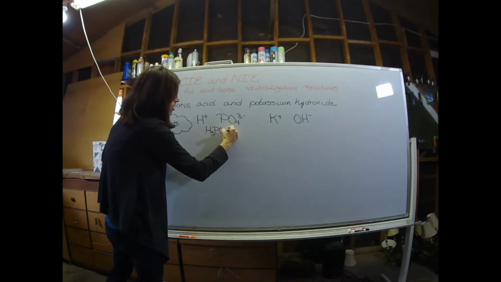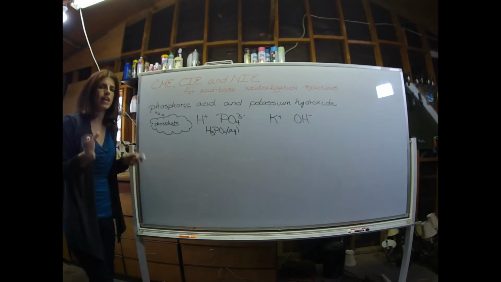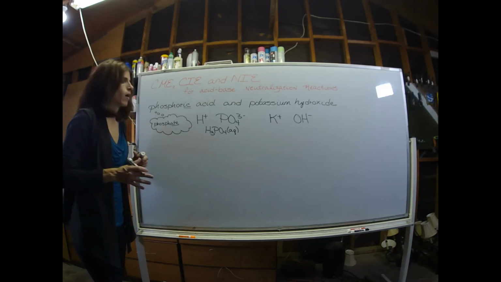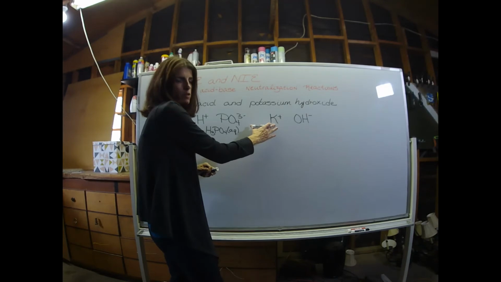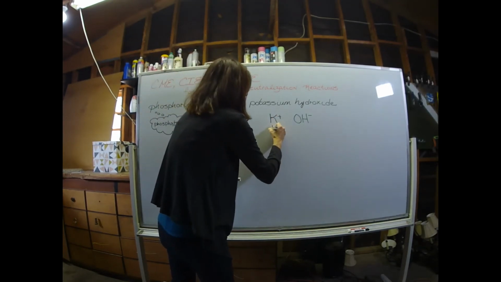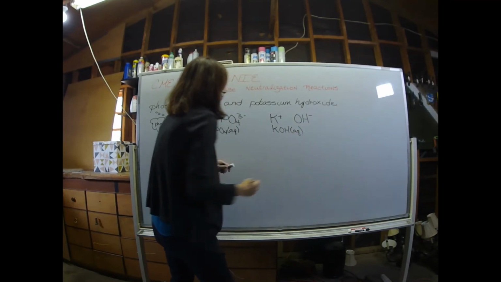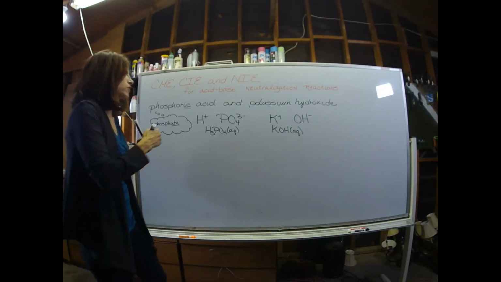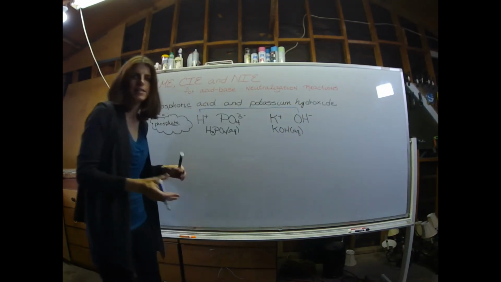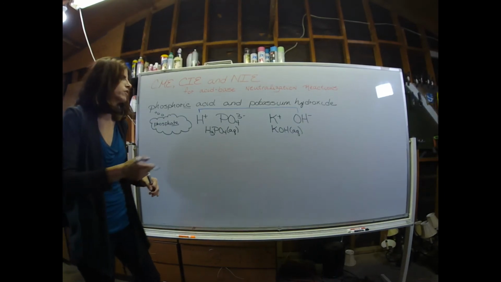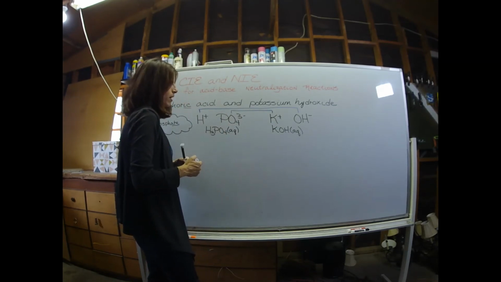H3PO4. You can assume that all of your acids are aqueous unless indicated otherwise. Potassium hydroxide, here I can apply the solubility rules. Potassium's a group 1, so when it hooks up with the hydroxide, it's still going to be aqueous. We're going to do-si-do. H+ will combine with OH-, that's going to be the water, the neutralization part of this reaction, and K+ with PO4 3-.